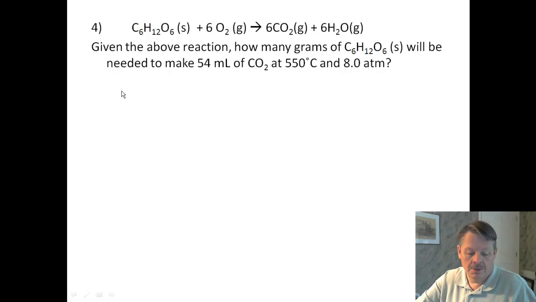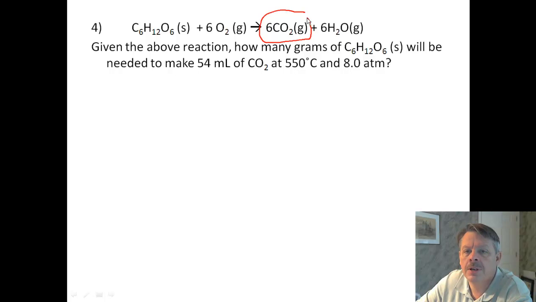All right, this is going to be the last one for this podcast, and then you can do the other one if you need to. Right. We're given the chemical equation. This is the chemical equation of sucrose burning, also known as respiration. This is what our bodies do. How many grams of sugar will be needed to make 54 milliliters of carbon dioxide at this temperature and pressure?